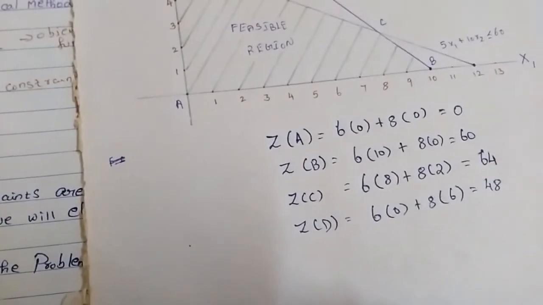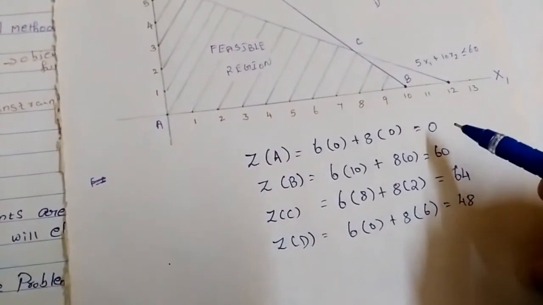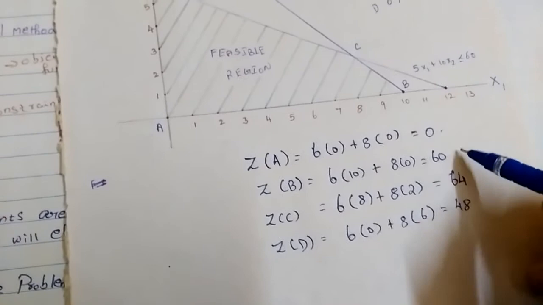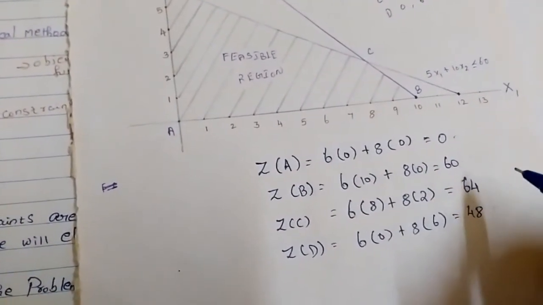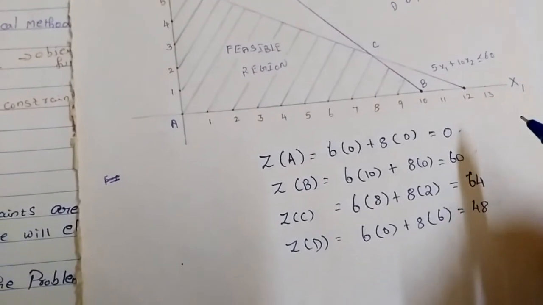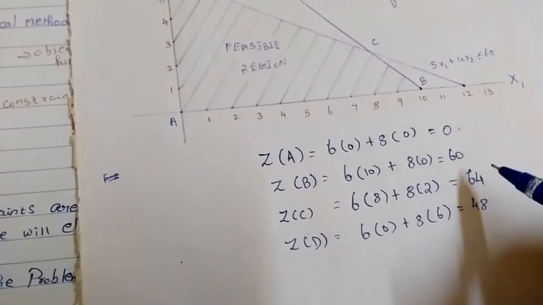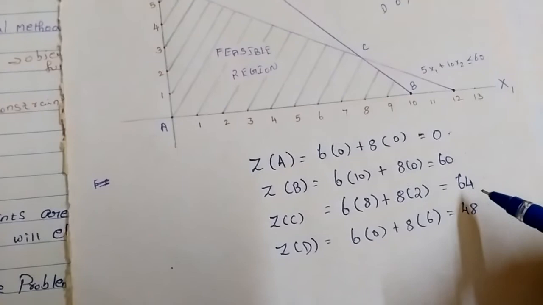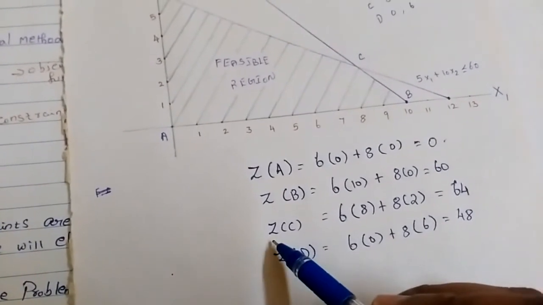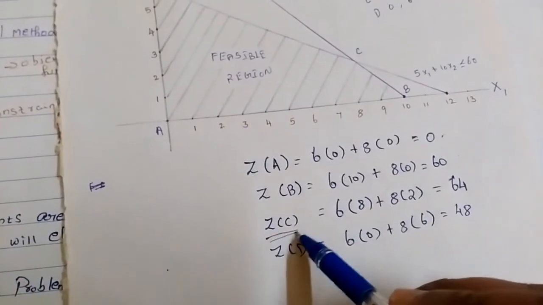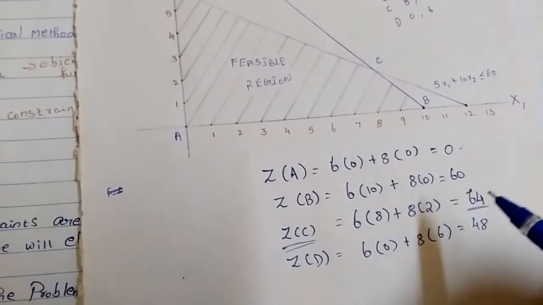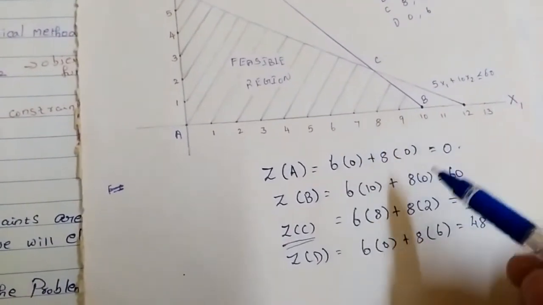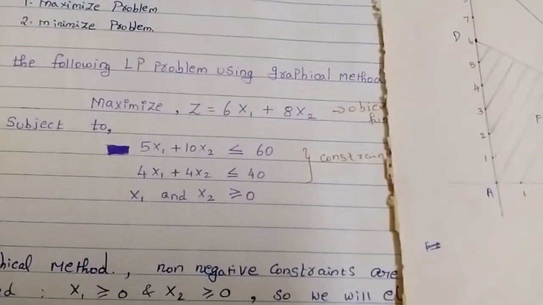Then finally, the optimal solution. We have four values: 0, 60, 64, 48. Which is optimized? How are we going to decide? As I already told in the steps, for a maximize problem, the solution with the maximum Z value is selected. Which has the maximum Z value? It is at C, 64. So this is the optimum solution obtained from the graphical method for this LPP, linear programming problem.